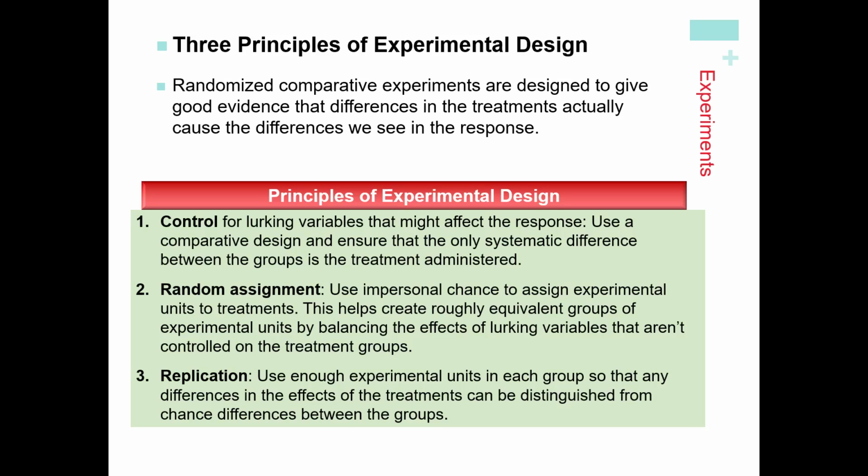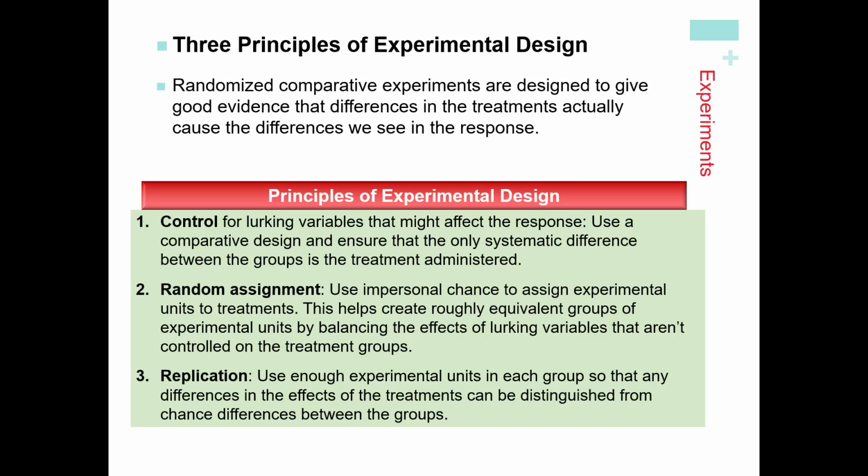And finally, replication. You want to use enough experimental units in each group so that any differences in the effects of the treatments can be distinguished from chance differences between the groups. So if we have one subject in each group, that's probably not enough. We may just have somebody who leans a particular way, opinion-wise or athletic-wise or academic-wise, whatever we're studying, in one group and someone who's very different in the other. If we have a couple of subjects in each group, generally we try for a higher sample size, then that's usually going to flush out any of those differences as we include more and more subjects.